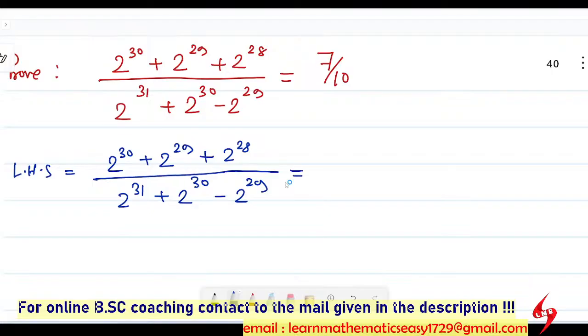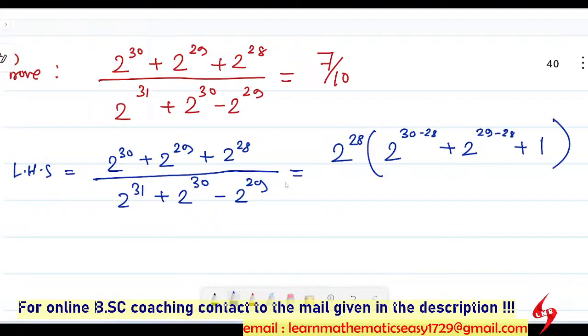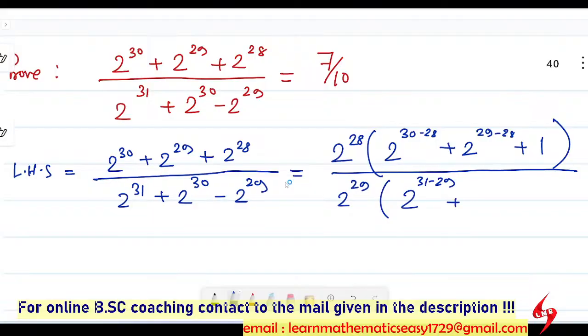So in the numerator, 2 to the power 28 is the lowest power among these. If I take common as 2 to the power 28, here the remainder will be 2 to the power 30 minus 28, here 2 to the power 29 minus 28, then that will be 1. In the lower portion, I am taking 2 to the power 29 as common. So 2 to the power 31 minus 29, 2 to the power 30 minus 29, and this is my 1.